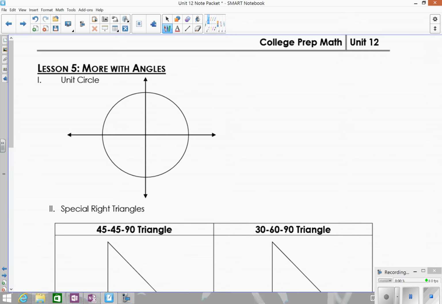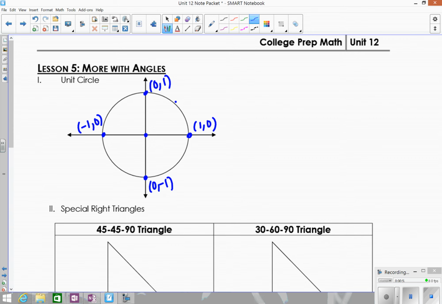So basically what the unit circle is, it's a circle where the radius is 1 unit, which is why it's called the unit circle. So what that means is this length from the center out to any point on the circle is 1. So this coordinate here would be 1 comma 0. This coordinate would be 0 comma 1, negative 1 comma 0, and this one would be 0, negative 1. And this is obviously the point 0, 0.